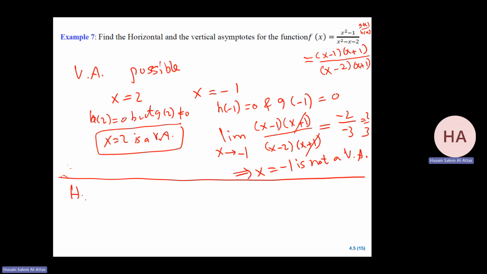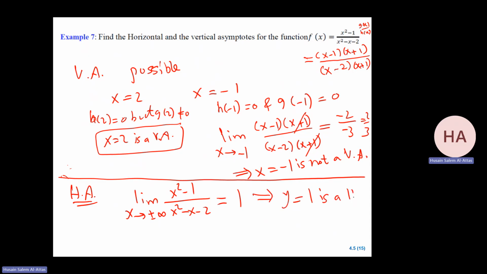Now for the horizontal asymptote, it's the same degree. So I will just take the leading coefficient in the denominator and numerator. That will be 1. So y equal 1 is a horizontal asymptote.